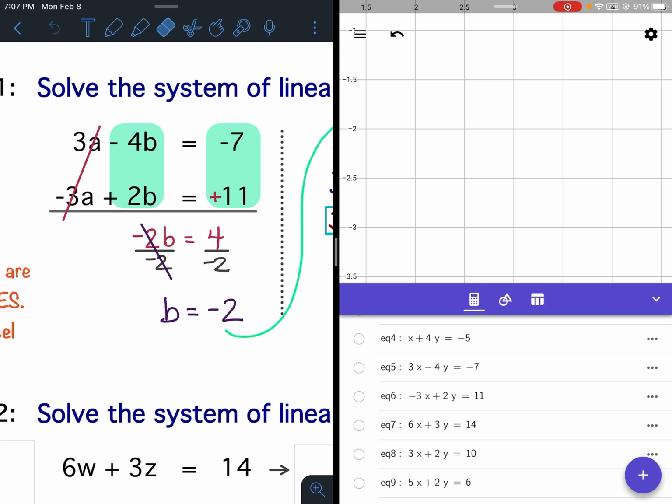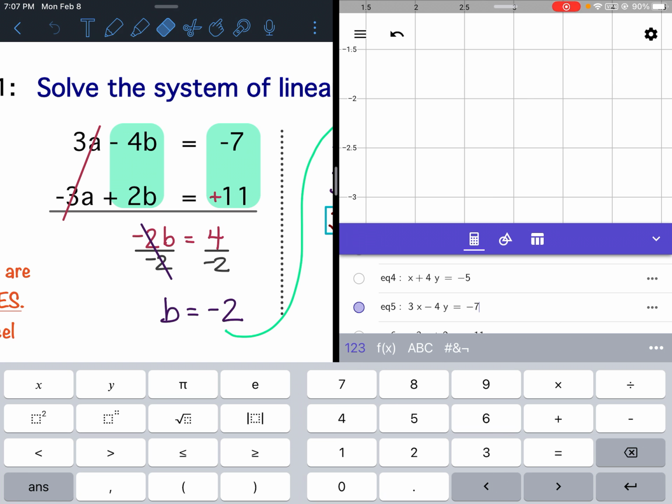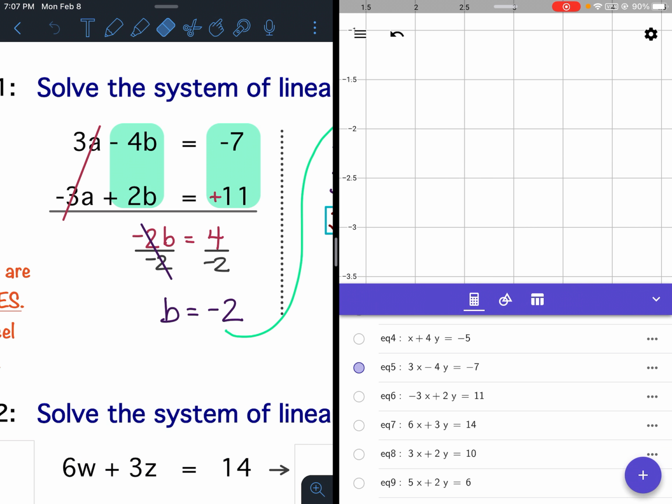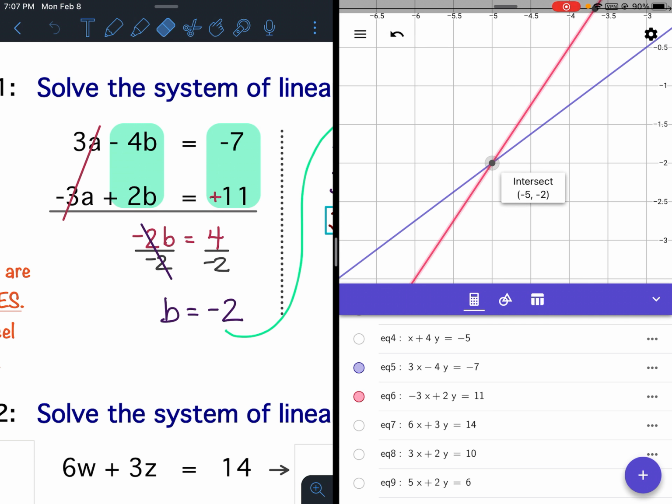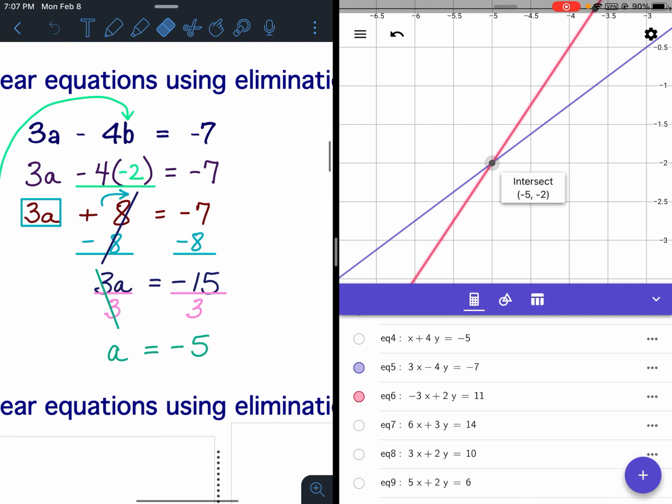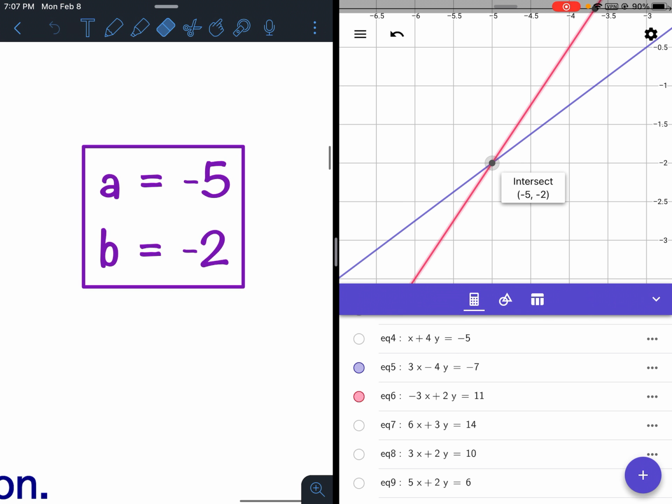So when I go to type this into the app, I want to put 3x minus 4y equals negative 7. And then negative 3x plus 2y equals 11. So again, the a, I made it an x. The b, I made it the y. All right, so let's see. Where do these intersect? They intersect at negative 5, negative 2, which is exactly what we got for our answer.